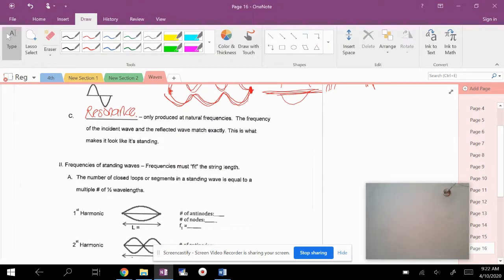Frequencies of standing waves. Frequencies must fit the string length, okay? So the first way to think about a standing wave is when you have this type of shape. This wave was sent over to the other side, and then it was reflected backwards. So in that video I just showed you, there was a person standing here, another person standing here. You had this type of shape.